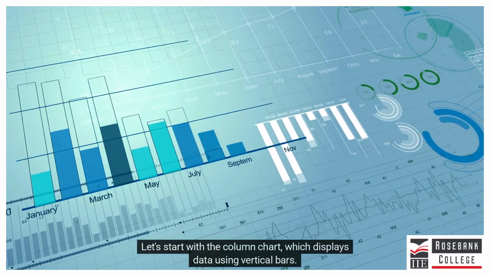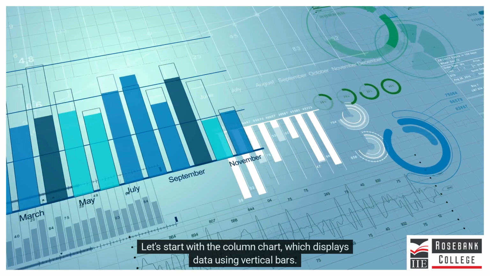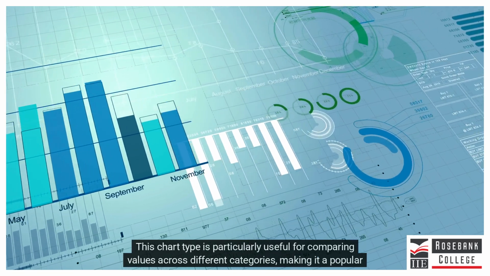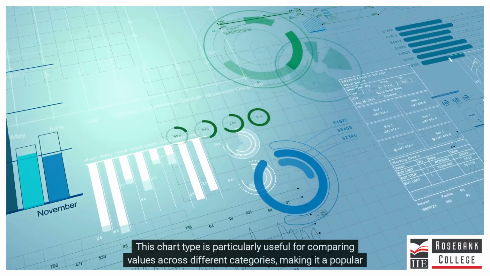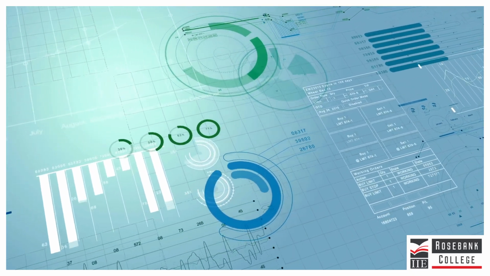Let's start with the column chart, which displays data using vertical bars. This chart type is particularly useful for comparing values across different categories, making it a popular choice for many users.